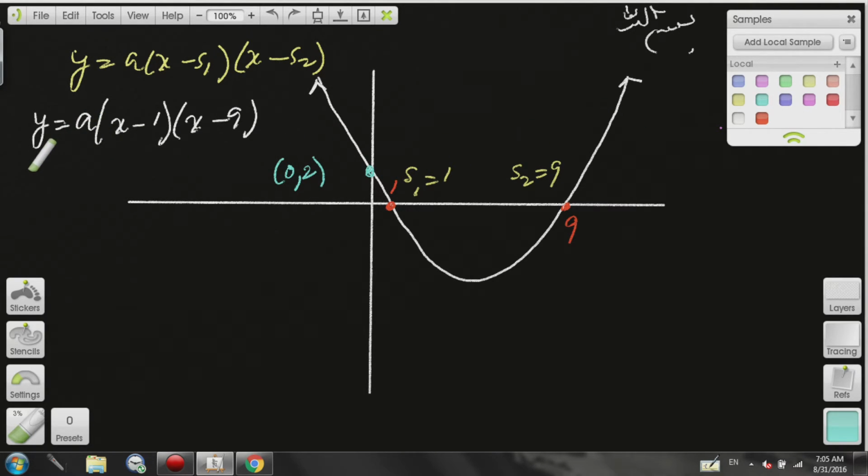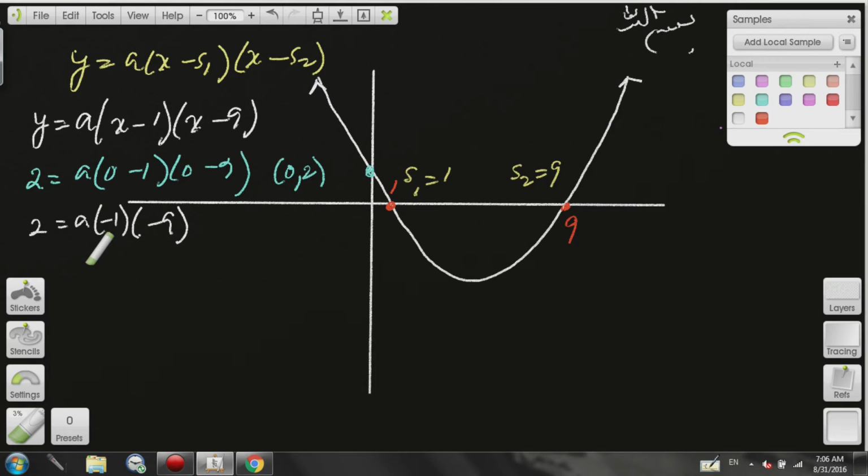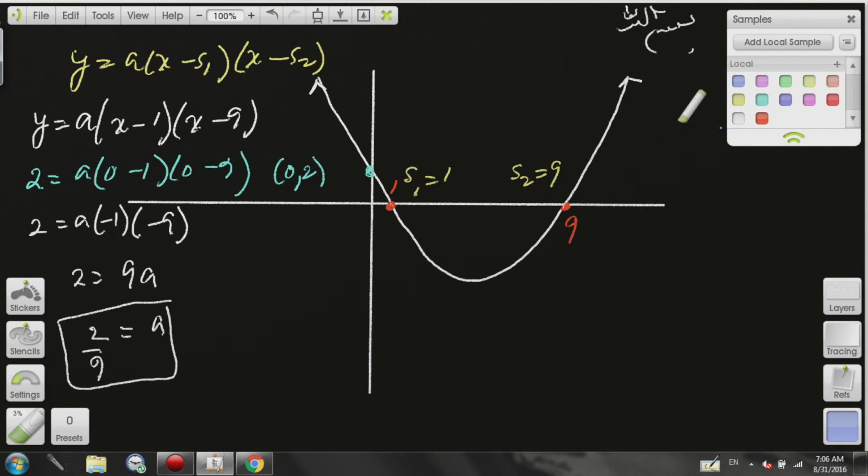So let's substitute this point over here. y is 2 when x is 0. Like this. That's a 9. And then we solve for a. That's easy enough. 2 equals a times (-1) times (-9). So that's 2 equals 9a. So a is going to be 2/9. Okay, it's a fraction. No worries, we can handle it. So now we got the a. We're done. Are we? Yes, we are. So y equals 2/9 times (x minus 1)(x minus 9).